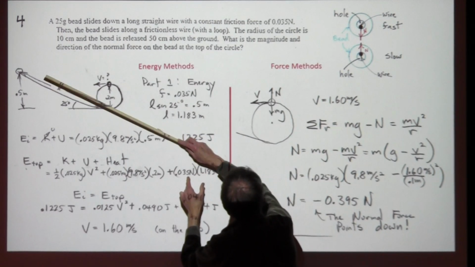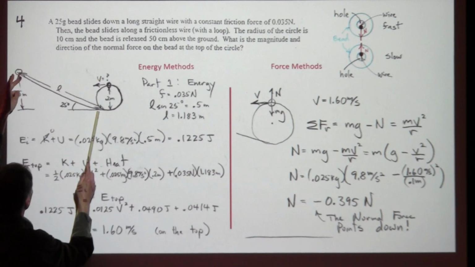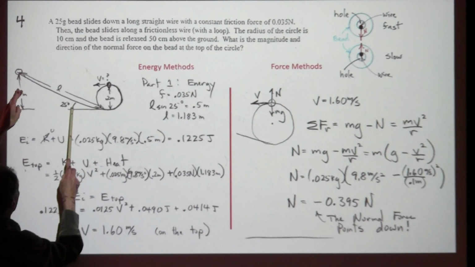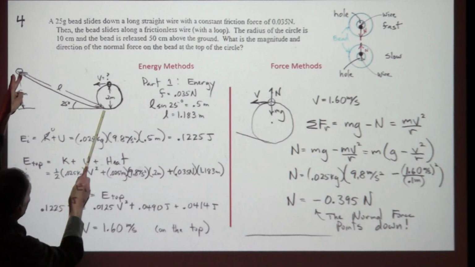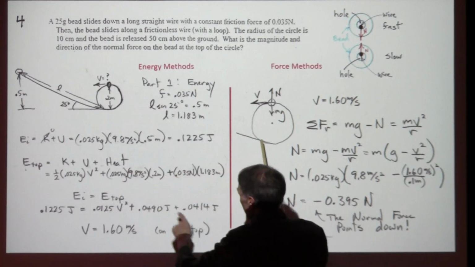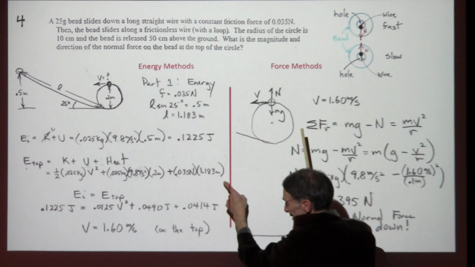You have to do a little geometry here. I think you can handle that. We just need to get the length of this hypotenuse. That length times the sine of 25 has got to be 0.5. And so this length here turned out to be 1.184, this number of meters.